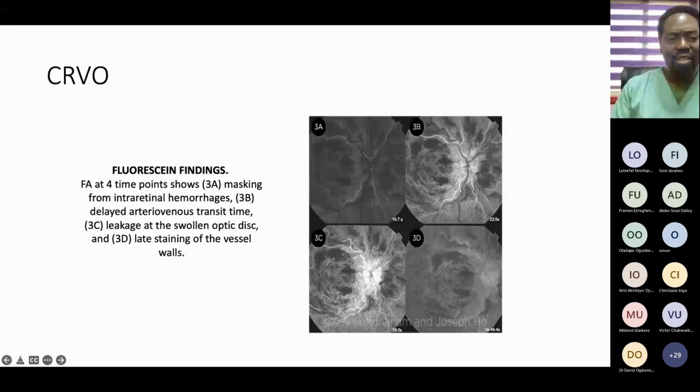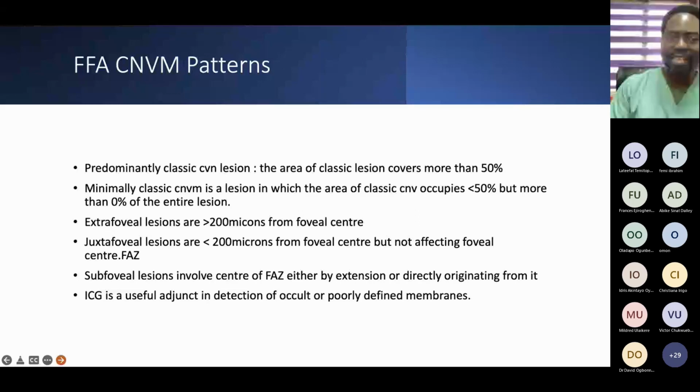It helps us to describe the type of choroidal neovascularization in the exudative type. So what we see, first of all, depends on the size of the choroidal neovascularization and its location relative to the center of the fovea. If more than 50% of the whole neovascularization is of the classic type, then we say it is predominantly classic. When less than 50% is classic, then it is minimally classic. Extrafoveal lesions are greater than 200 microns from the center, juxtafoveal are less than 200 microns from the center, and subfoveal involve the center of the foveal avascular zone.